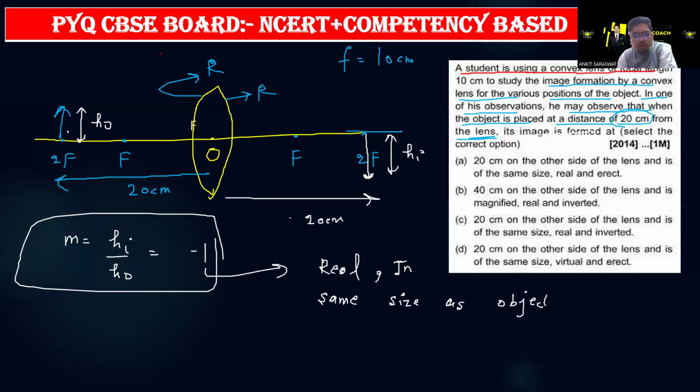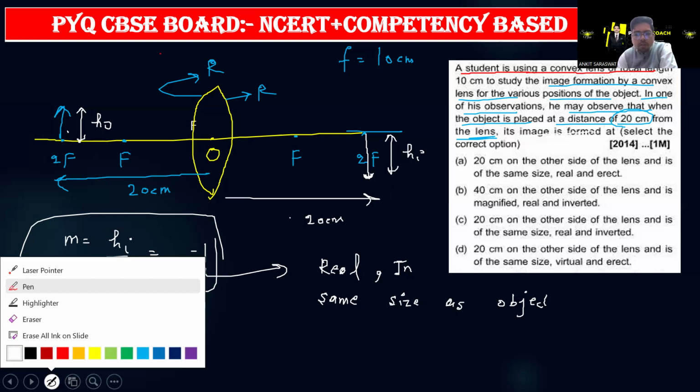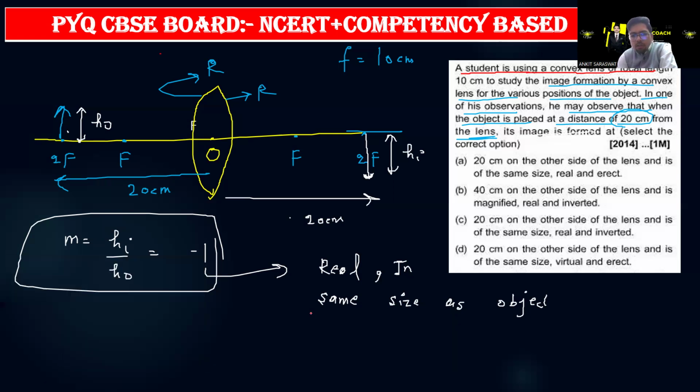And one more thing, how do you know it is formed on the other side? So m is equal to what? v by u. Since m is minus 1 and u is negative, the sign of v comes out to be positive. So positive means the image is formed on the right, like here. Okay, if it is AB, then this is A dash, B dash, like this.